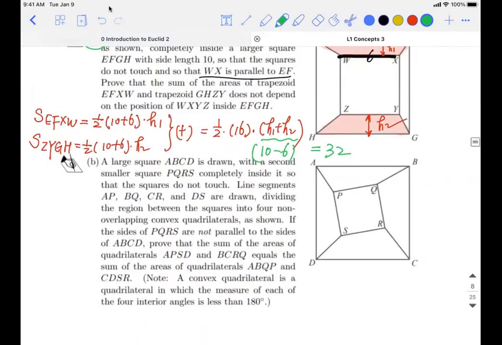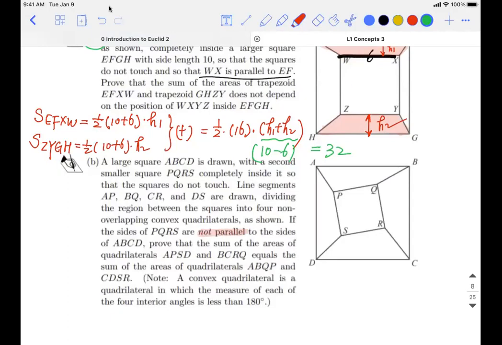So the second problem says a large square ABCD is drawn with a second smaller square PQRS completed inside such that there's no touch. The line segments AP, BQ, CR, DS are shown, dividing the region between the squares into 4 non-overlapping convex quadrilaterals, which makes sense, right? You basically divide it into 4 parts. If the side of PQRS is not parallel, previously it was parallel, right? But now it's not parallel to the side of ABCD.